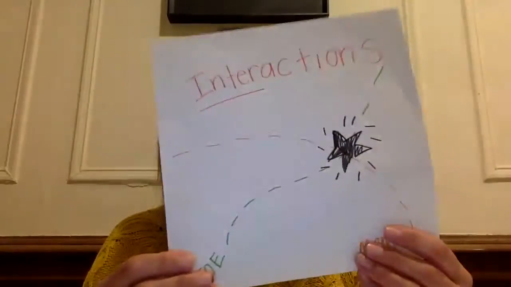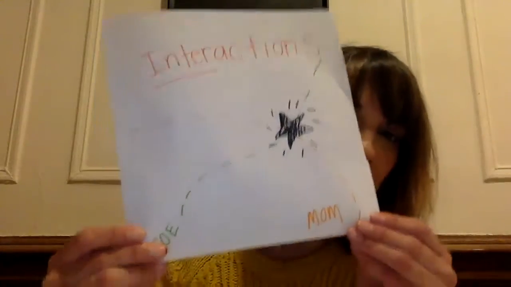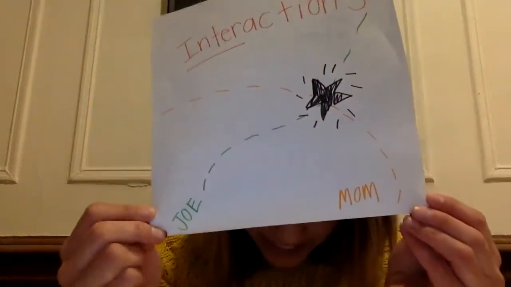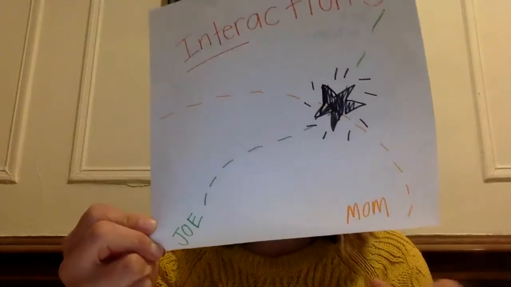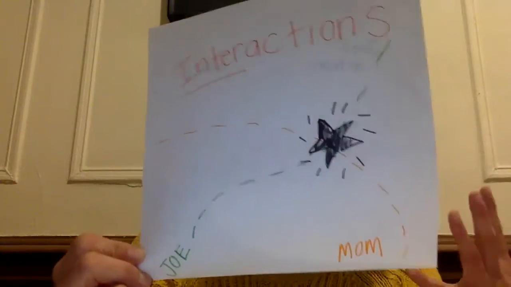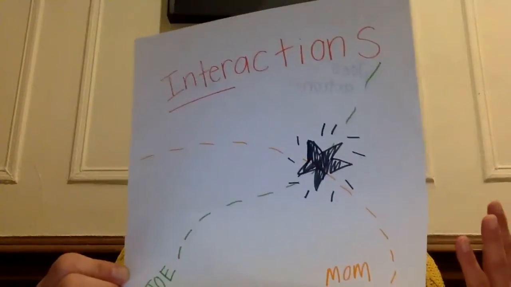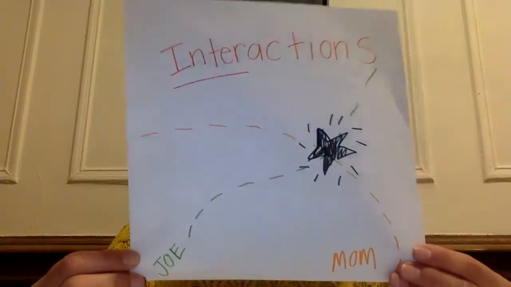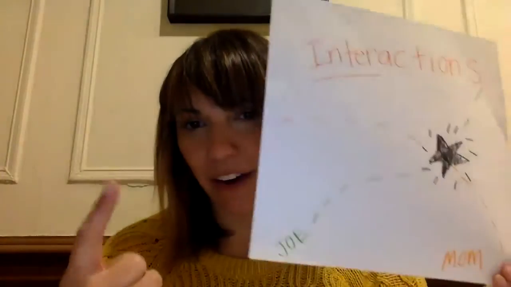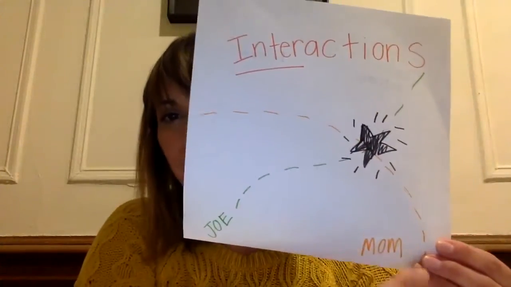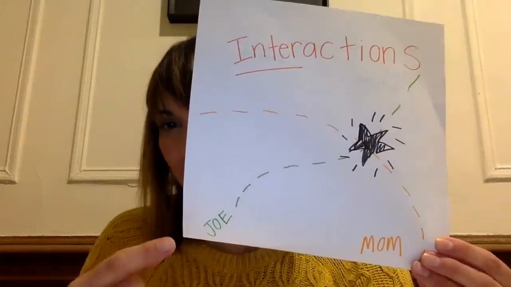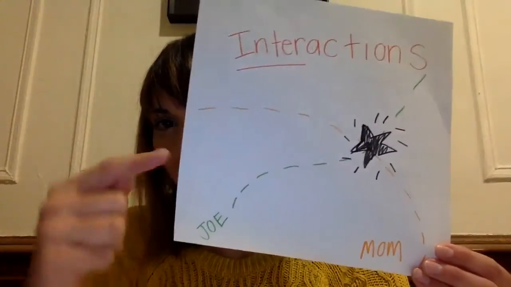And so I drew you a little visual so you could see. Today I'm thinking a lot about Joe and his mom, these two characters in our story, Save Me a Seat. First I think about one character, Joe, and his actions. Joe is in green. And then I think about Mom, and Mom is in orange. But just like in real life, eventually those two characters and their actions are going to cross, they're going to meet.